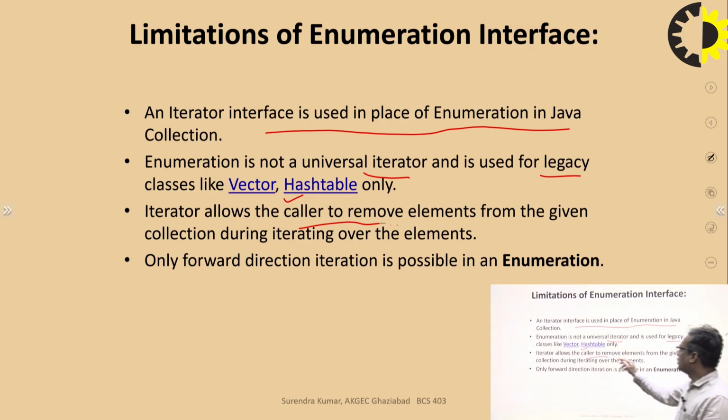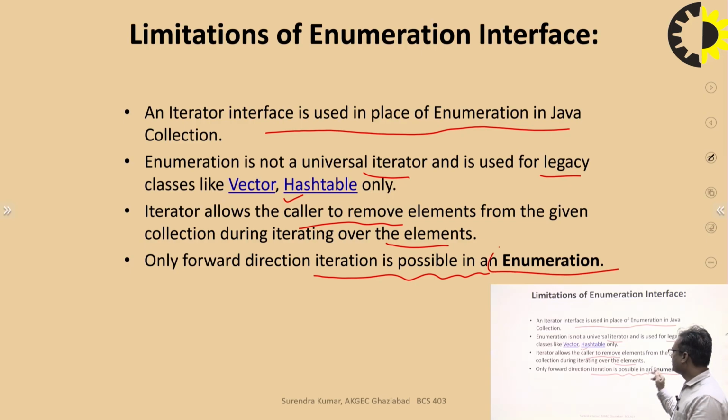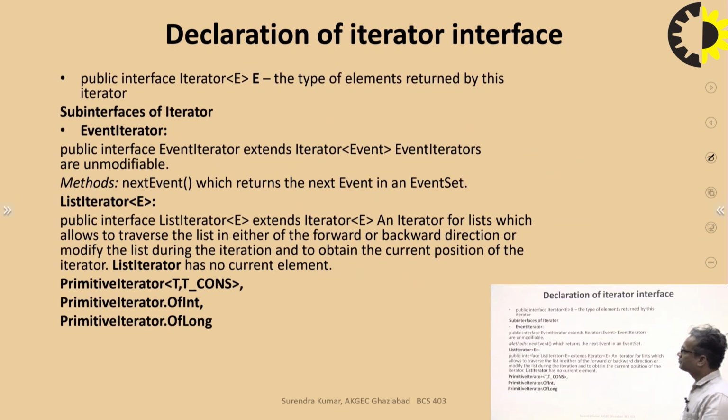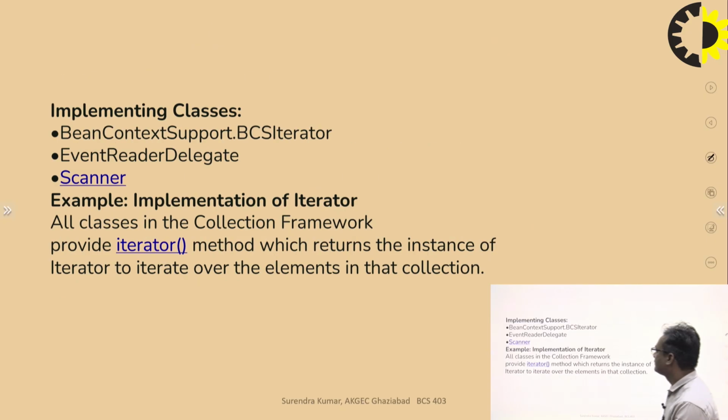Iterator allows the caller to remove elements from the given collection while iterating over the elements. In Enumeration only the forward direction is possible, but here you can use both directions with the ListIterator. Declaring an iterator, that is ListIterator, an element, right? It may have primitive iterators like PrimitiveIterator.OfInt, OfLong, right?